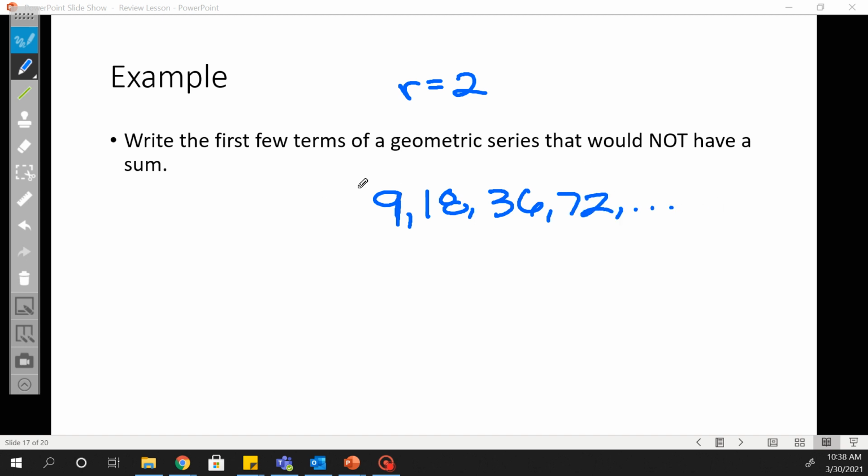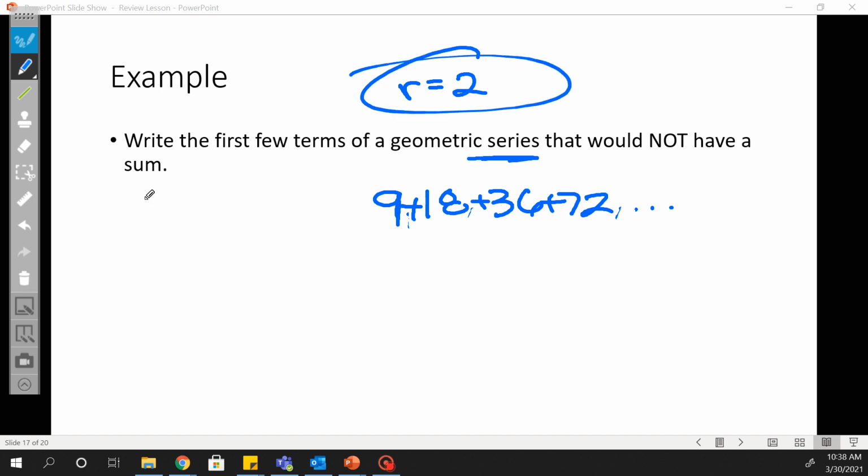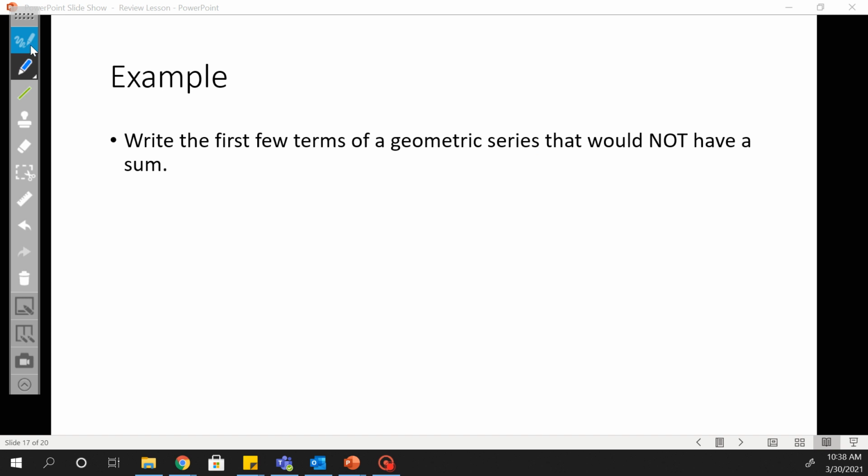Okay, so this would be a geometric series. Whoops, that's actually a sequence. Let's put plus signs in between them to make it a series. Plus, plus, plus. Okay, now it's a geometric series that does not have a sum. Okay, it just keeps getting bigger. It'll go to infinity, so it doesn't have a sum because the ratio is larger than 1.